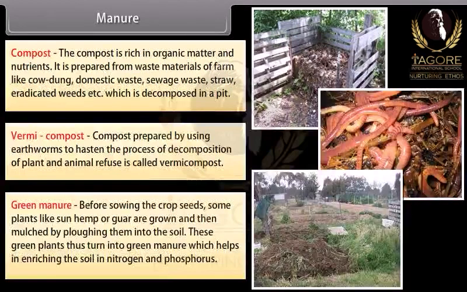Green manure. Before sowing the crop seeds, some plants like sunhemp or guar are grown and then mulched by plowing them into the soil. These green plants thus turn into green manure, which helps in enriching the soil in nitrogen and phosphorus.